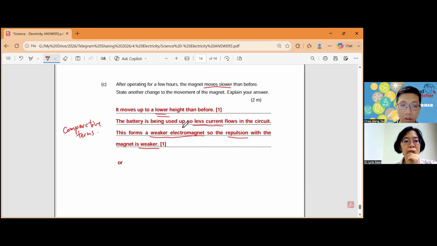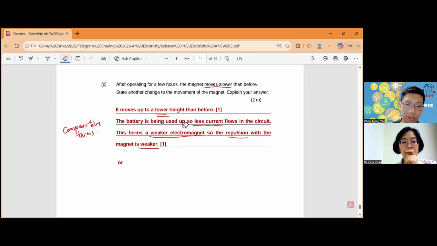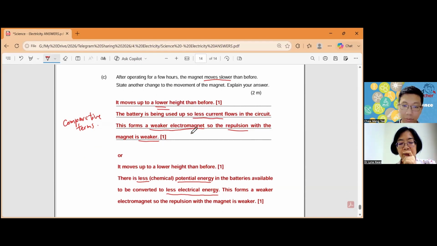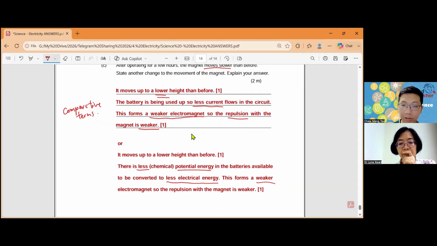Okay? Or you can explain in terms of energy. Right? So in terms of energy, if we have a battery, then what kind of energy does it have? Potential, right? So potential energy decreased. Okay, the answer is the same. Potential energy decreases or there is less, right? So converted to less electrical energy, which still leads to the same endpoint, weaker electromagnet, weaker repulsion.